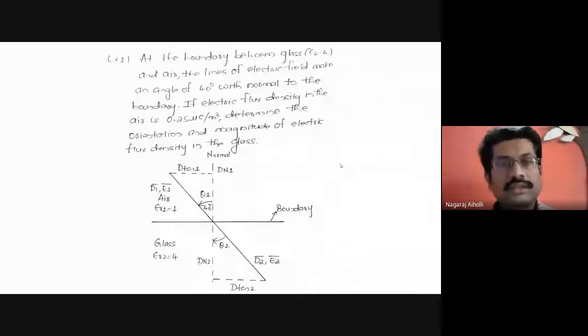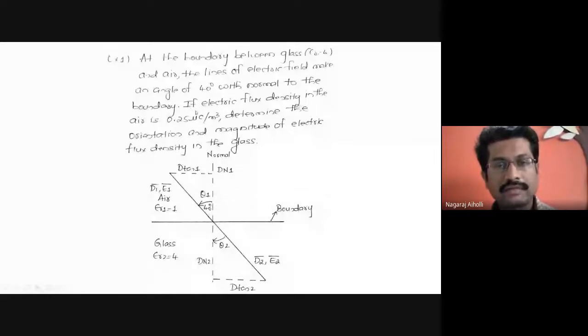So read the question. At the boundary between glass, there is a glass medium with a relative permittivity of 4, epsilon R2 equal to 4, and air. There is a boundary between glass and air. On one side there is glass with epsilon R equal to 4, on the other side there is the air medium, and we know that the relative permittivity of air is 1. The lines of electric field make an angle of 40 degrees with the normal to the boundary.